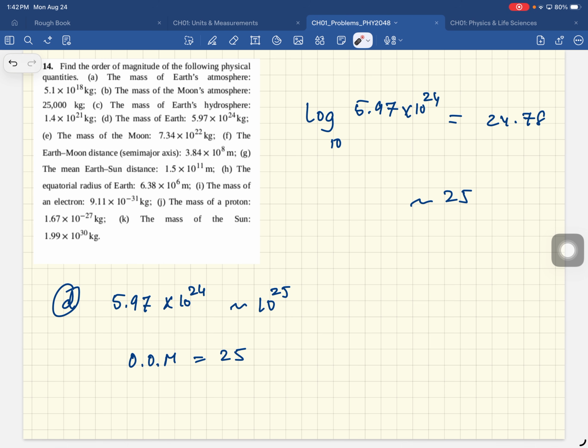Am I done? You have a meter square, so what you want is to square this. Now this is a meter square, which will cancel with that, and then you get a feet square.